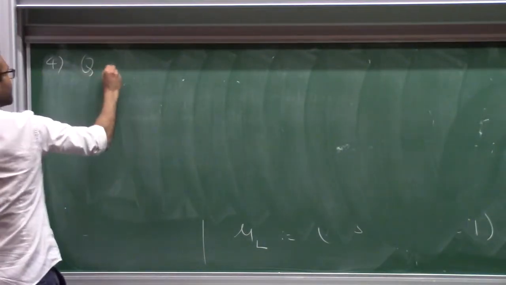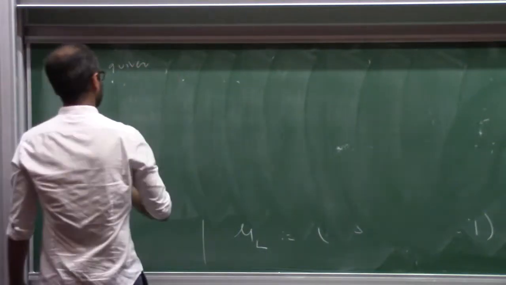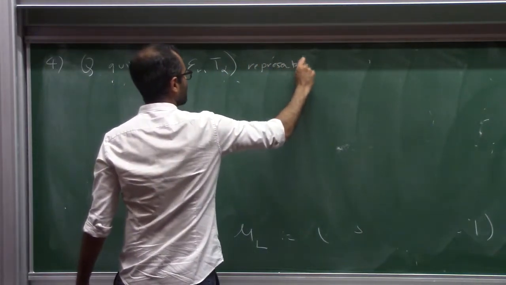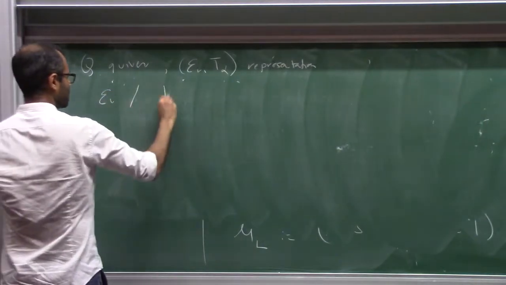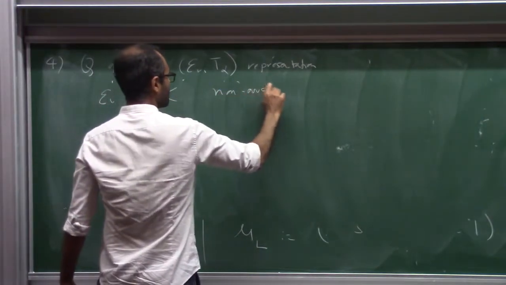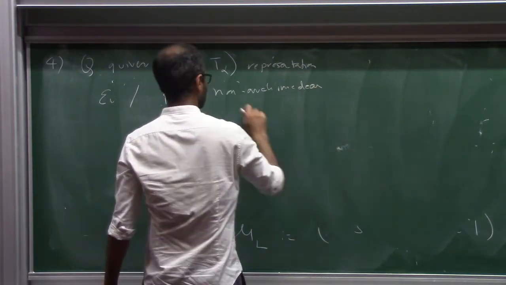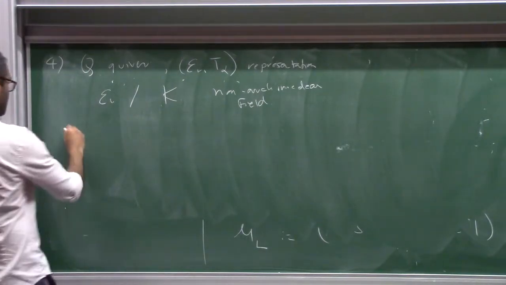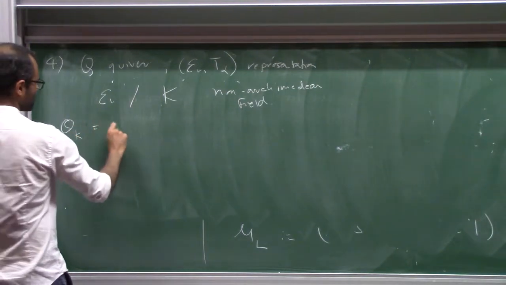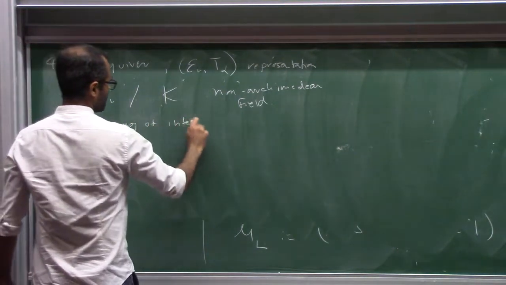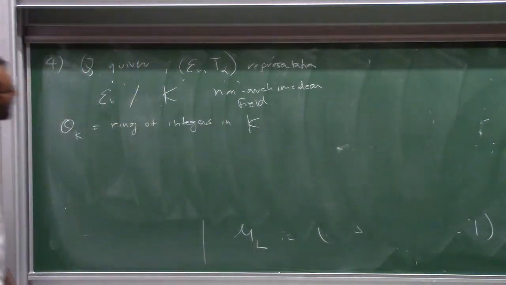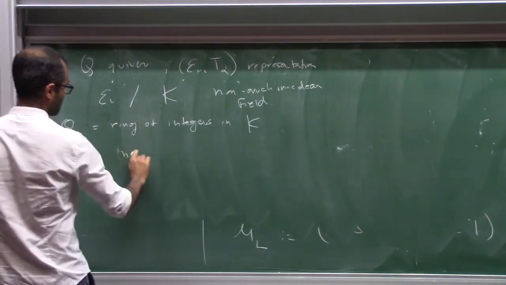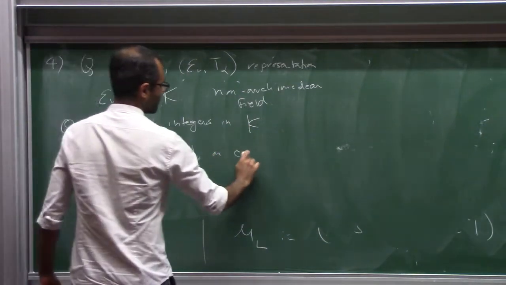Okay, so now let Q be a quiver again, and EV, T alpha a representation, but now EV is defined over big K, some non-Archimedean field. And maybe I didn't define this, so let's say OK is the ring of integers in big K. And let's choose metrics, so choose norms, norm V on each EV.